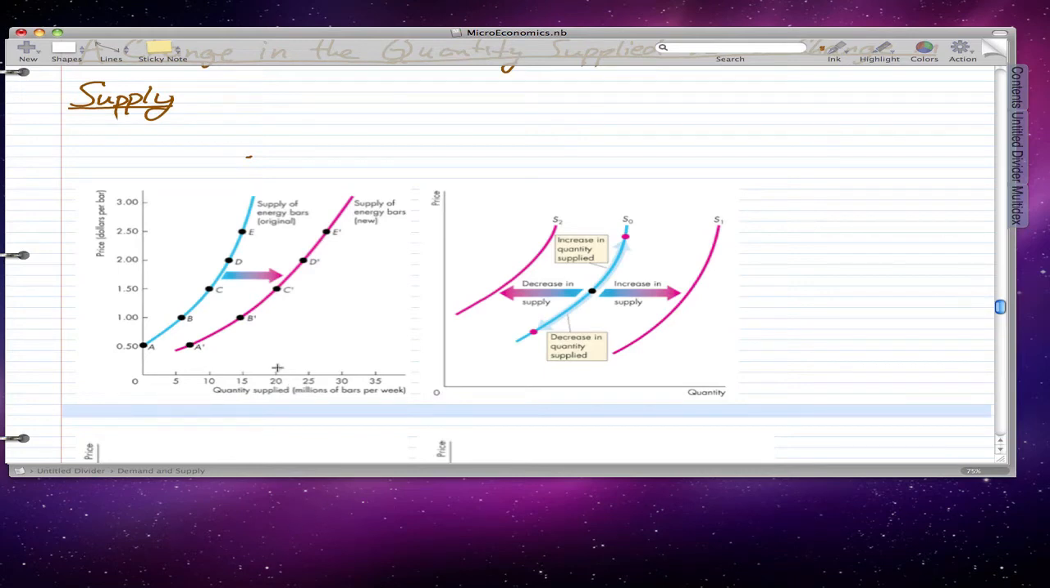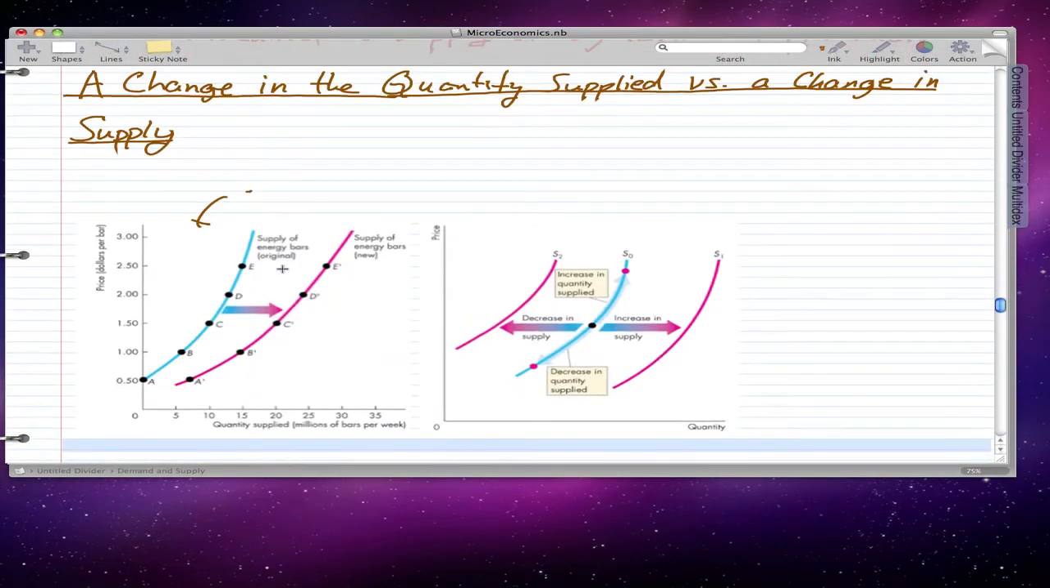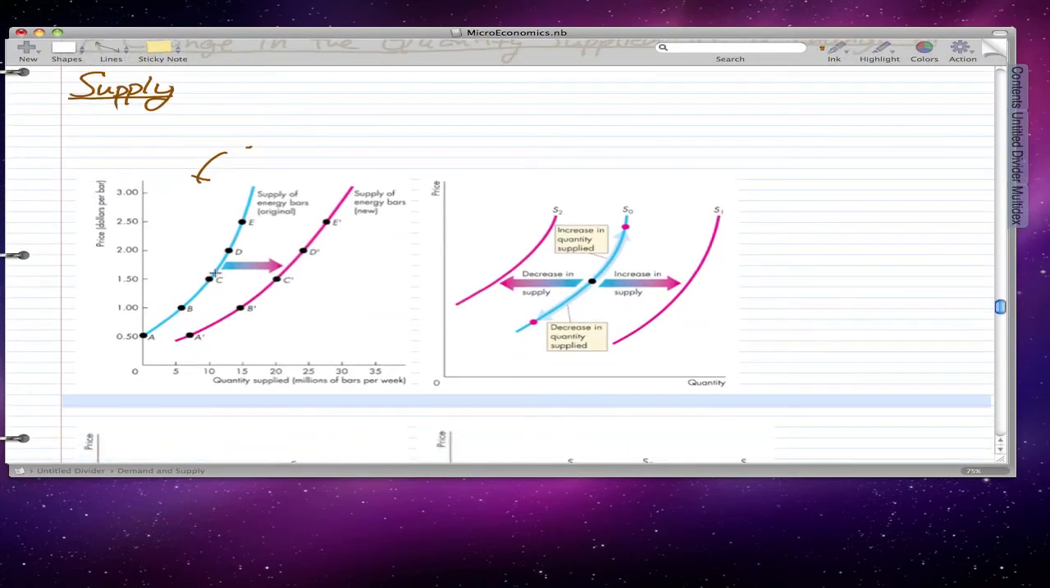So this top left graph shows an increase in supply. For example, let's say an advance in technology for making energy bars increases. So the supply of the energy bar would shift the supply curve rightward. Technology got better, and we can produce more with a lower cost. So essentially, with the same cost, we produce more. So the graph shifts rightward.